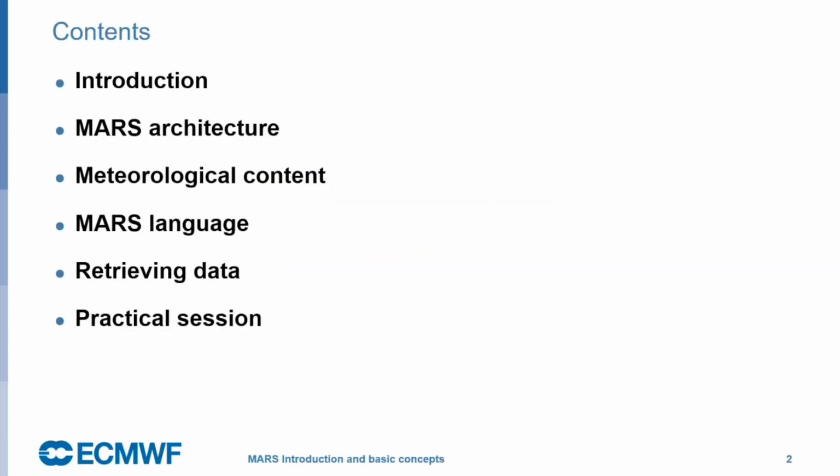So as I said, we will first touch on the Mars architecture a bit, because it's always good to know how Mars works inside, and that can help you to better understand the system and to use it more efficiently. The second part will cover the most popular data sets, the meteorological content of the data we have stored in Mars. Then we will go to the Mars language, and then I will show you some examples of how to retrieve the data, and then we go to the practical sessions.